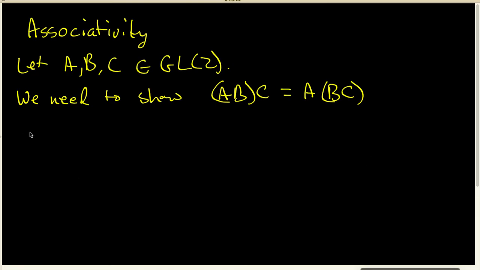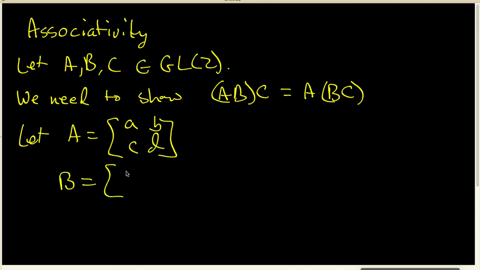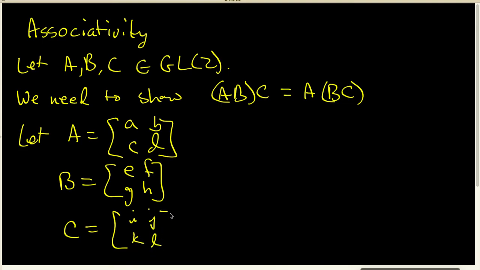I do want to set up the notation that we're going to need. We're going to need to let A be the matrix A, B, C, D. We will let B be the matrix E, F, G, H, and we will let C be the matrix I, J, K, L, where all of these little letters are simply real numbers. Now, all we need to do is start with one side and keep manipulating things until we can see that the other side is also equal to what we started with.